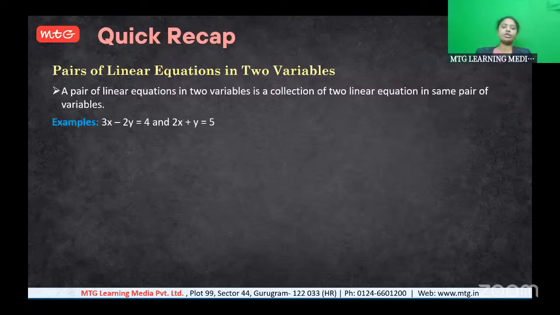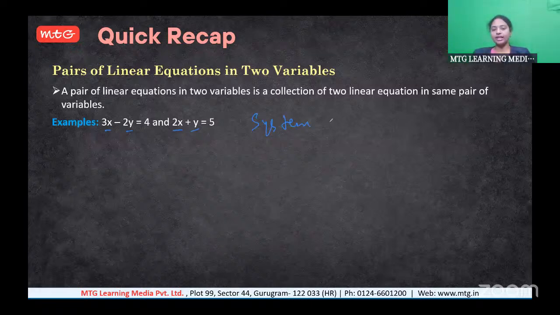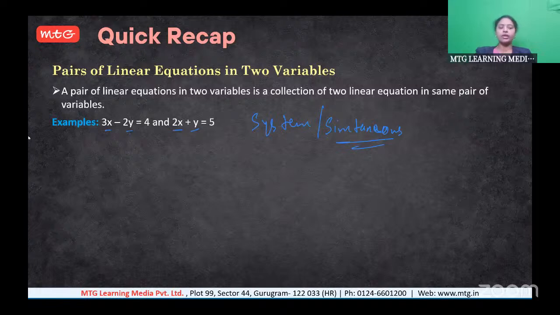Now, here is an example you can see. 3x minus 2y equals 4, and 2x plus y equals 5. Here you can observe the variables used in both equations are the same, x and y. So we call it a system of linear equations or a pair of linear equations. There is another name still: simultaneous linear equations. Anyway you call it, we are going to solve it.